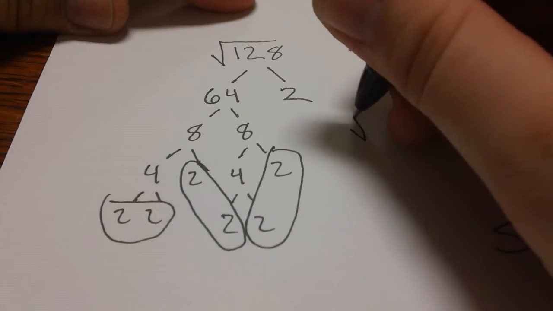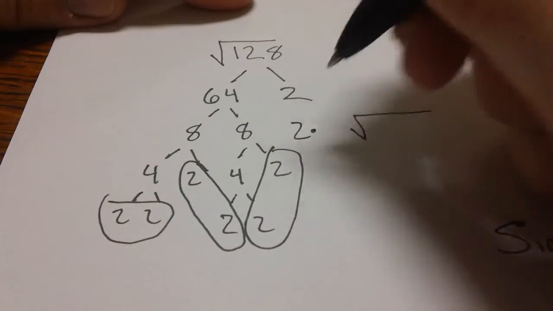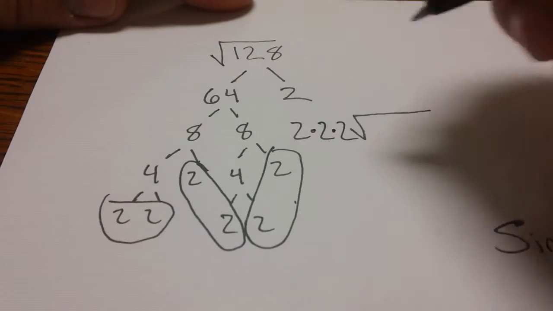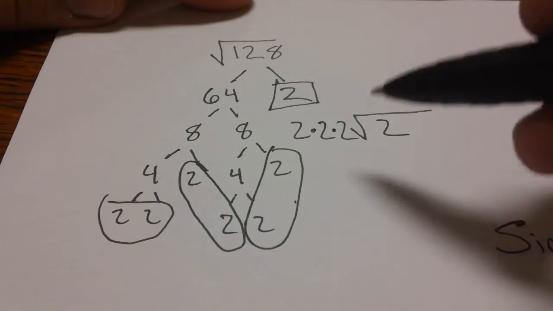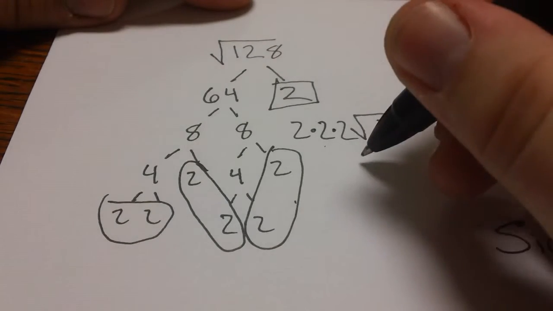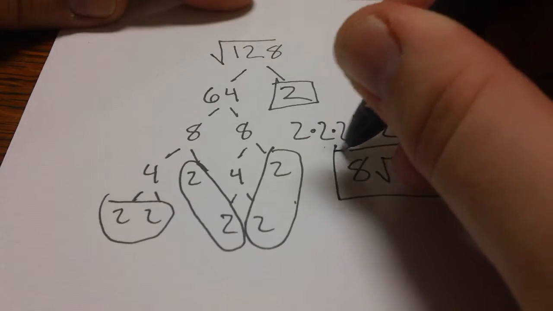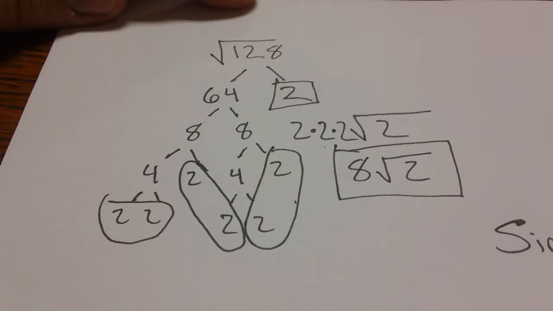So let's simplify. We'll put a square root in. 1 2, 2 2s, 3 2s, and then 1 2 that's all by itself that will go under the square root. 2 times 2 times 2 will give us 8 to the square root of 2. That's our final simplified answer for the square root of 128.